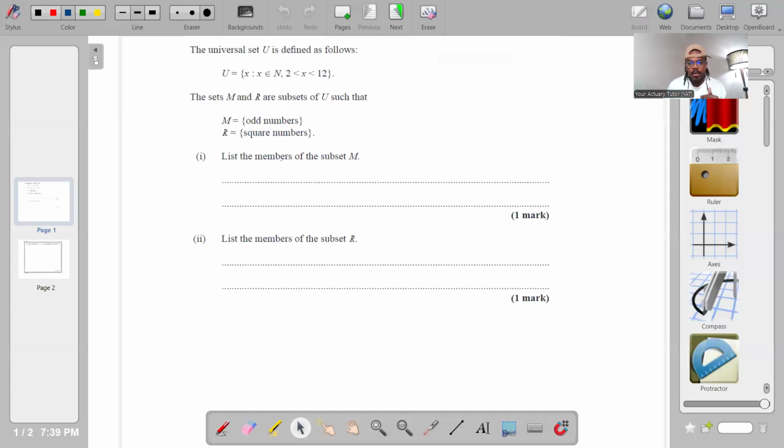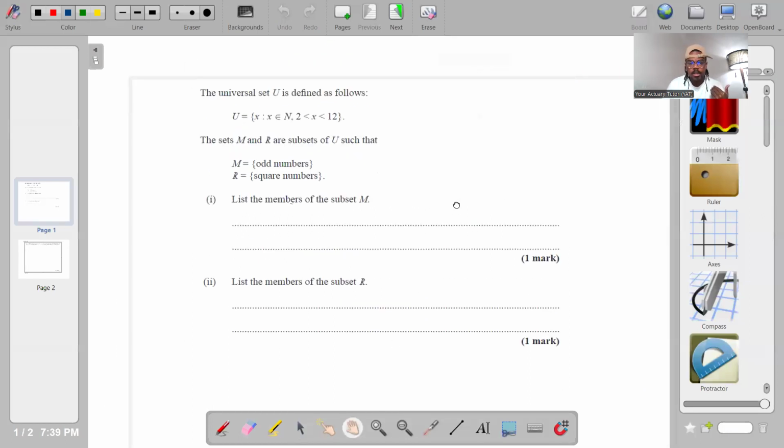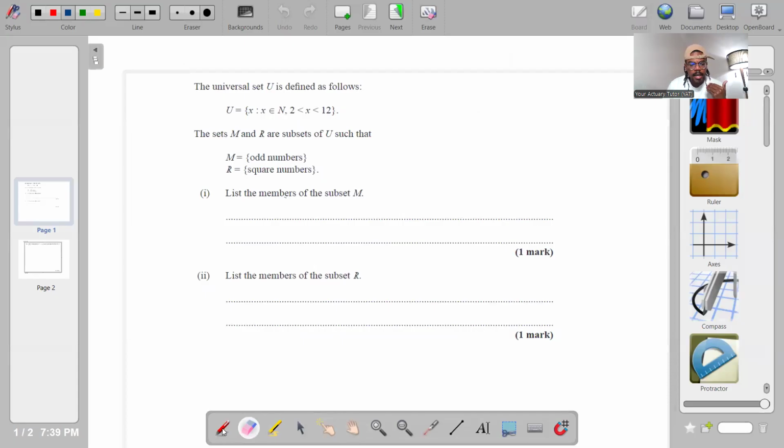All right. Now, there's a couple things I'm going to mention. This one, the universal set, is defined as follows. Now, I don't think I described what a universal set is. I don't think I did. So the universal set is kind of like saying, for this question, we're only talking about the numbers or the members that the universal set is set up to take in.